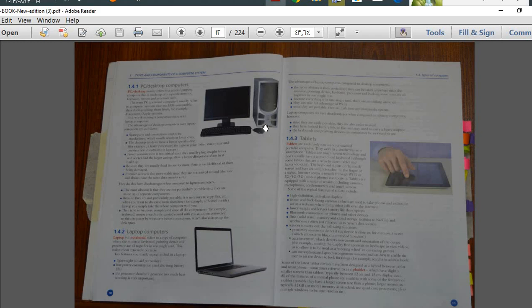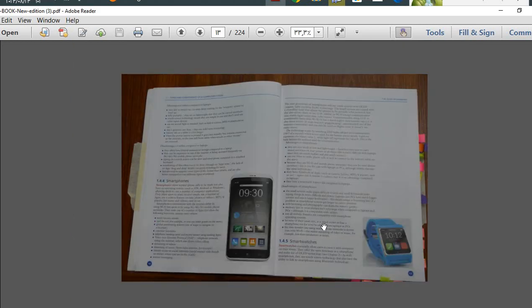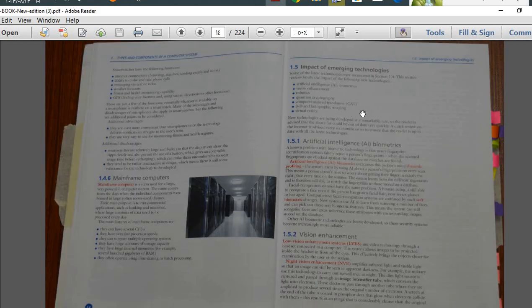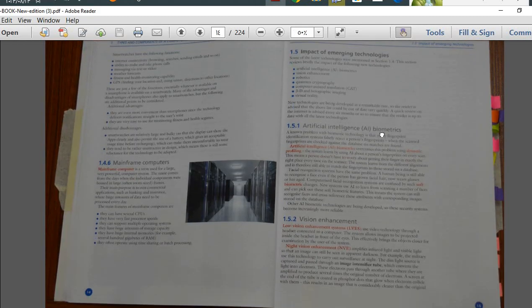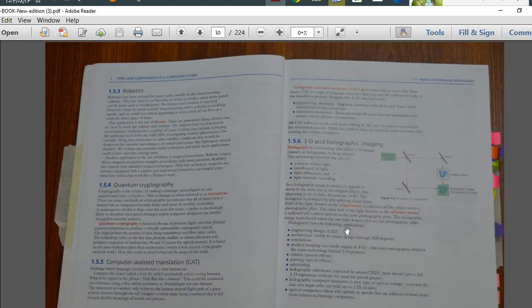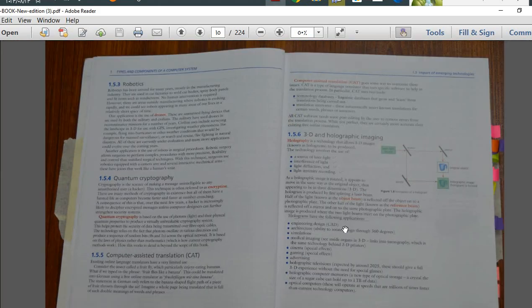Look at this, it is a desktop computer or laptop computer, or that is an iPad or tablet, as we call it. Also there are smart devices related to the computer types. Then we will talk about the impact of emerging technology, like artificial intelligence, vision enhancements, and other issues.